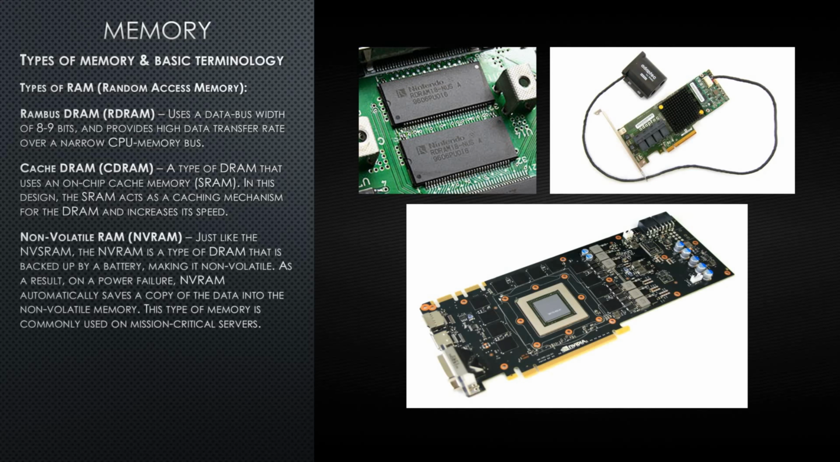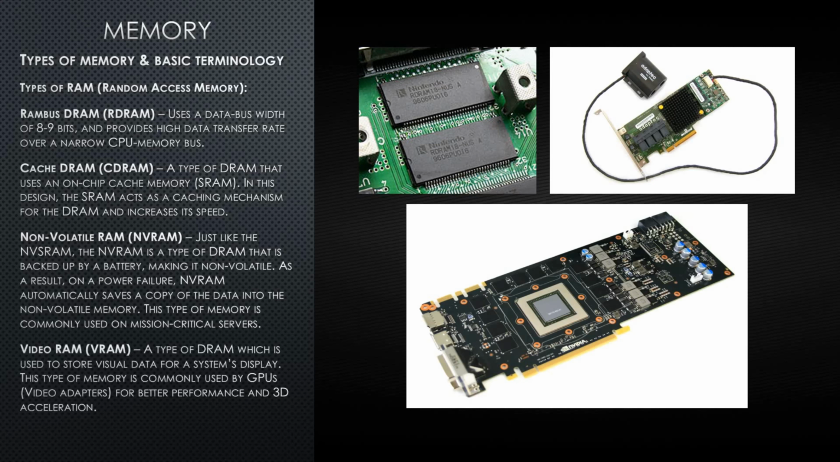The next one is quite important, and that's the non-volatile RAM, or the NVRAM. And just like the NVSRAM, the NVRAM is also a type of DRAM that is backed up by a battery that makes it non-volatile. So as a result, on a power failure, the NVRAM automatically saves a copy of all its data into the non-volatile memory. And this type of memory is commonly used on mission-critical servers. You'll see it on pretty much any type of storage server.